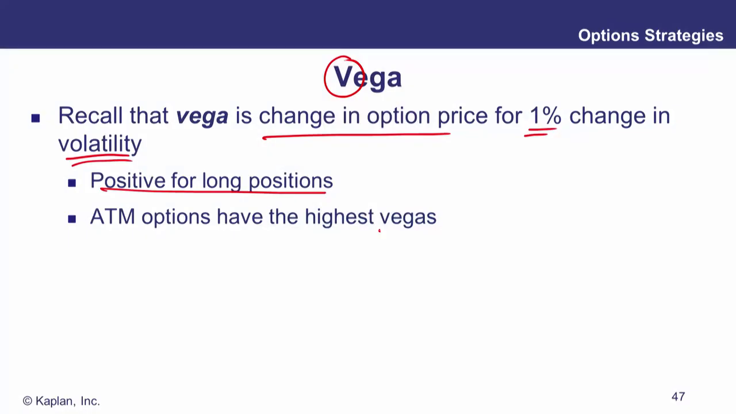The highest Vega options are at the money options. You'll remember that at the money options have the highest time value. Time value is related to what could happen between now and expiry, and of course volatility is a crucial component of where the stock could move between now and expiry. So it's no surprise that at the money options have the highest Vega.